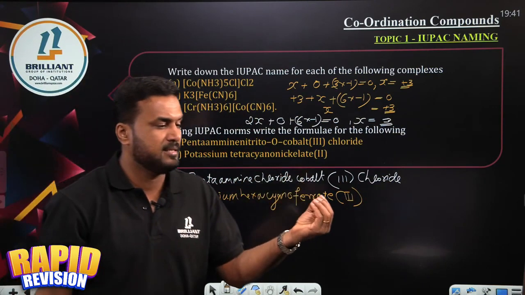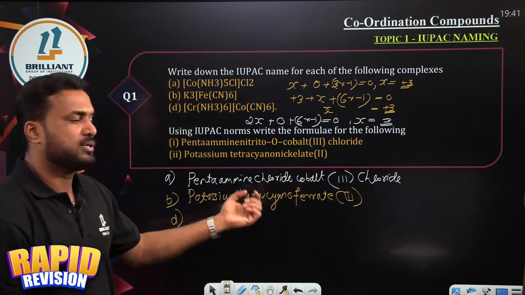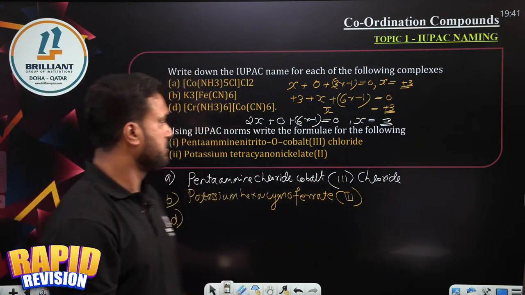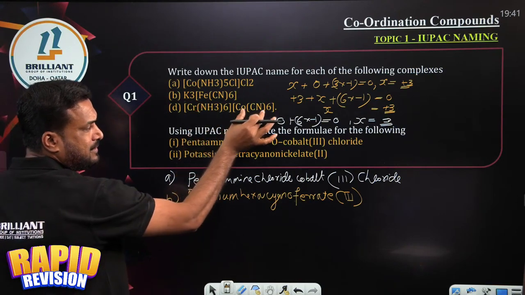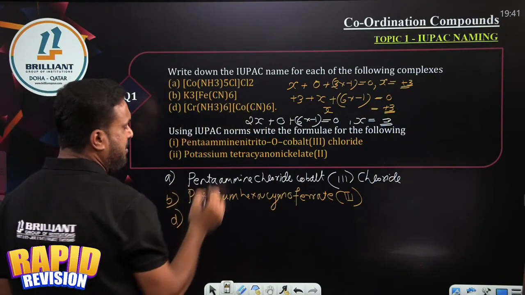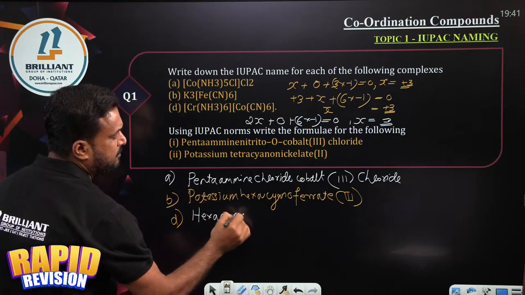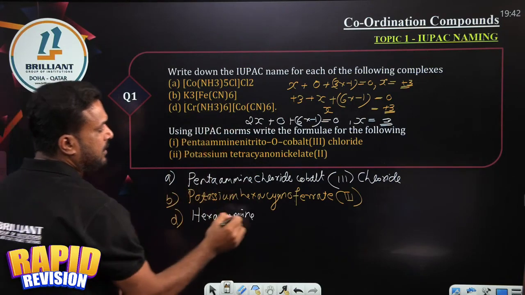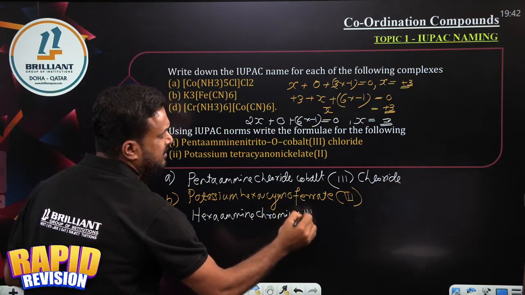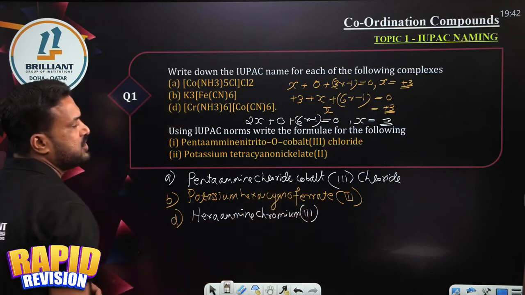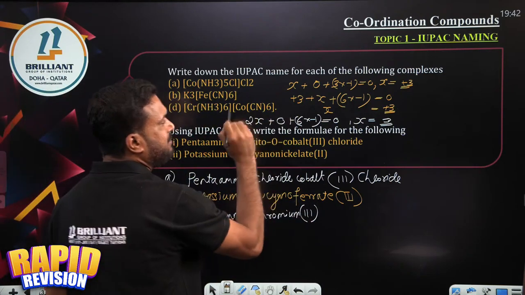But in some cases, yes, cyanido can also be used, no issue. Cyano or cyanido you can write, no issue, correct. So here we can write the name first. This is the cationic part and this is the anionic part. Keep in mind. So the name will be hexaamine chromium. Then within the bracket, we will write the oxidation state of the first central metal atom, that is Cr.